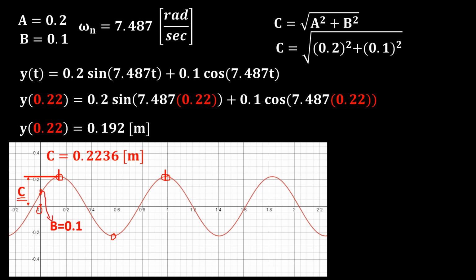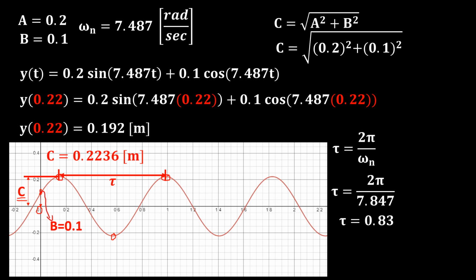So this is going back and forth. We want to know how much time it took the mass to start from this position and come back to this position again. This is what we call the period. The period is 2 pi, because it completes a circle, divided by the natural frequency of the system that we're dealing with. If we plug in the values of 2 pi and the natural frequency that we found, we get that it takes 0.8392 seconds.